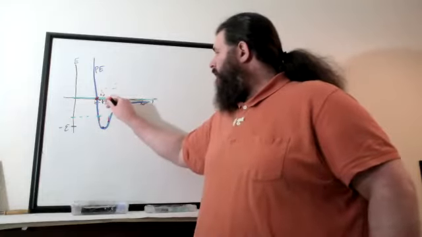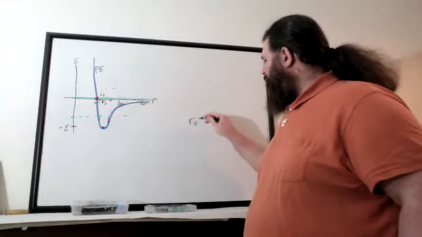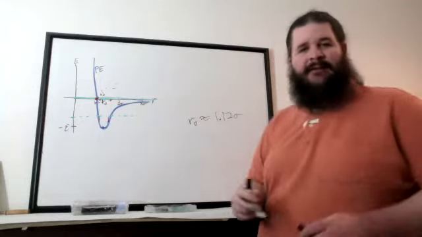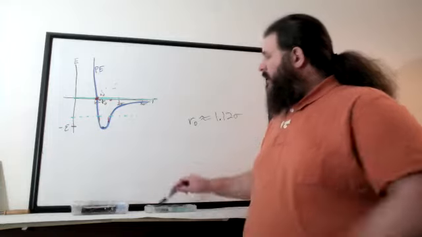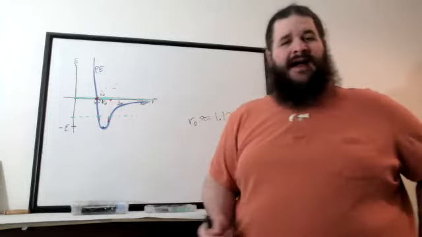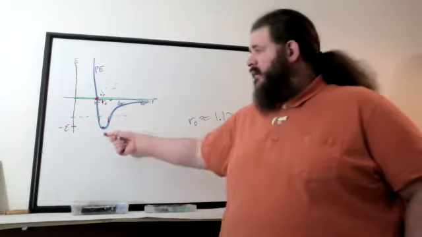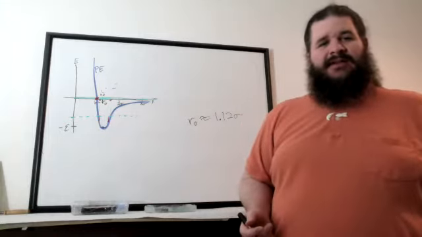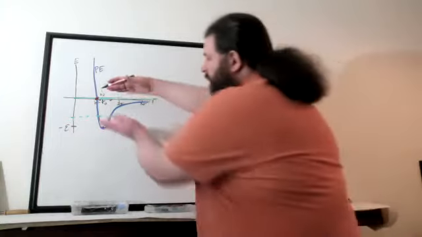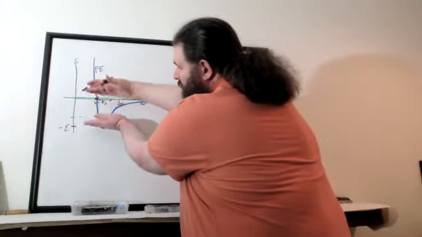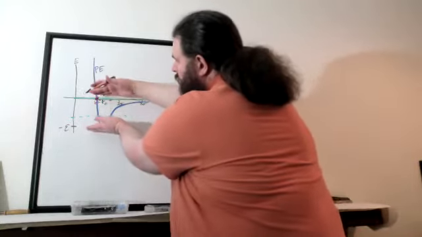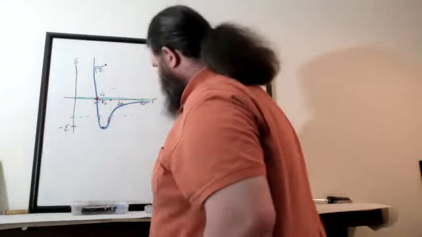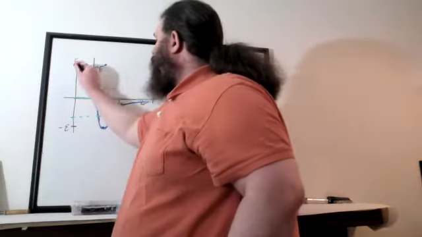R naught, which is about 1.12 sigma, 1.12 times the diameter of the atom. So R naught is the location where we would expect the highest kinetic energy, because that's where we find the lowest potential energy. And the value of kinetic energy, again, is going to be the difference between E total and potential energy. In this case, that difference is just epsilon. So kinetic energy will have a value of epsilon at that location. Positive epsilon.